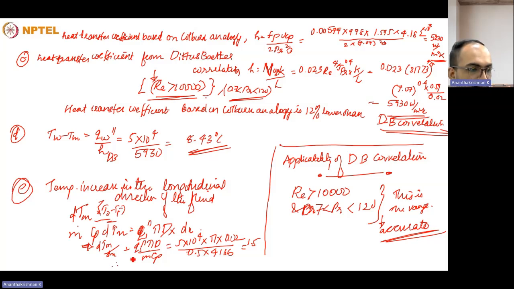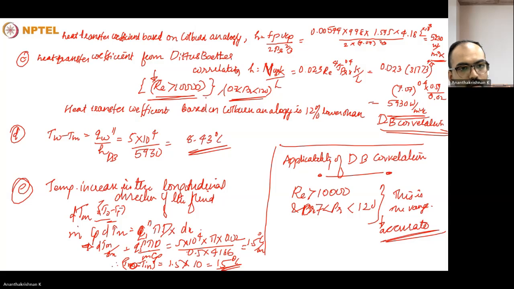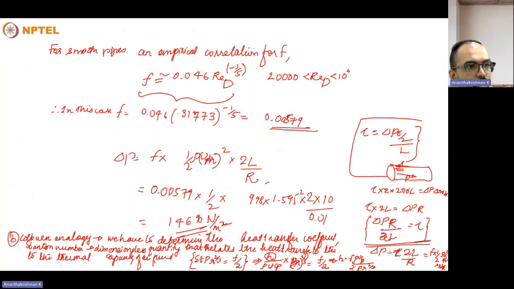Therefore, dT_m by dx can be written as a linear variation in the case of constant heat flux. T out minus T in is equal to 1.5 into dx, that is the length of the plate, which is 10. That will be equal to 15 degrees Celsius. So that is the increase in the temperature in the longitudinal direction of the fluid. So that completes our second problem.